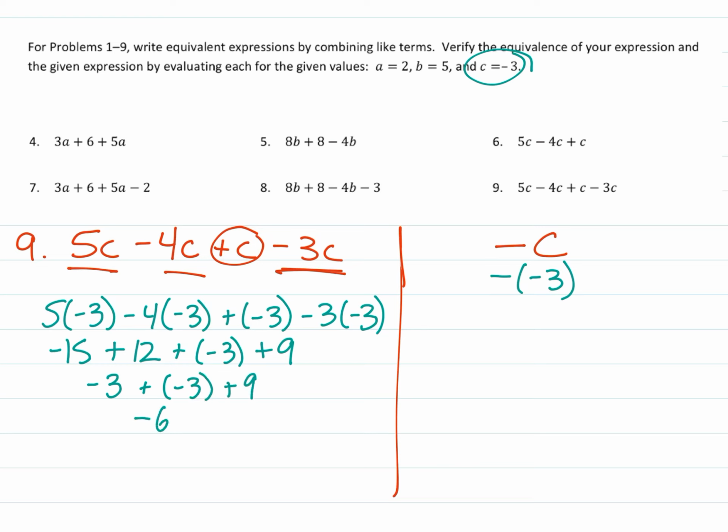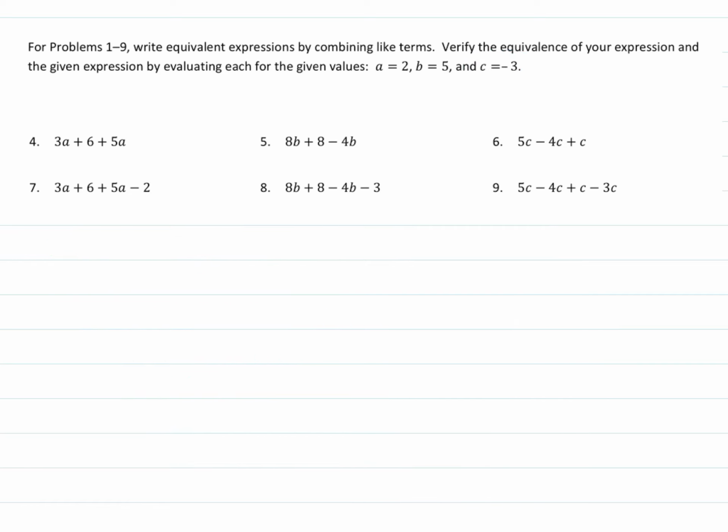Number 9. 5c minus 4c plus c minus 3c. I have 5, I take 4 away. Now I have 1c. Then I add 1, gives me 2c, and then I take 3 away. If I have 2 and I take 3 of them away, I'm left with -1. All c's get replaced with -3.